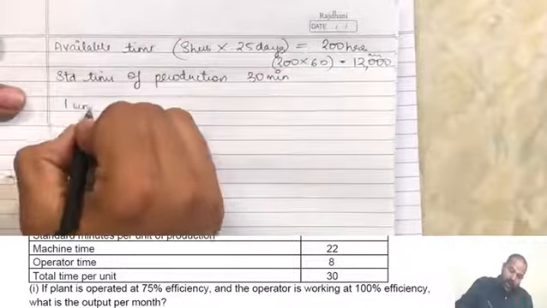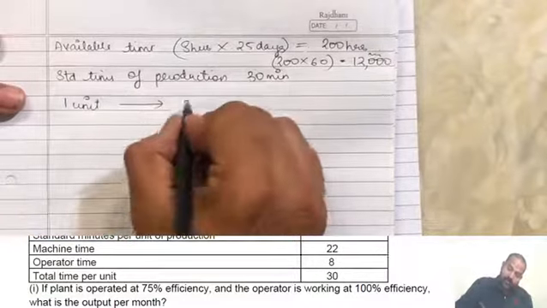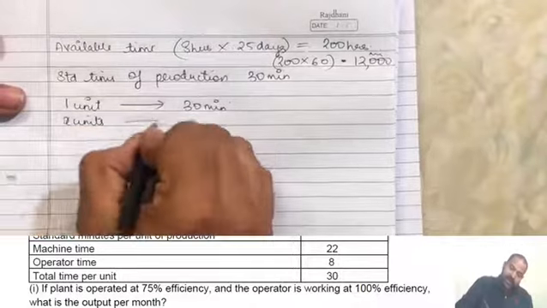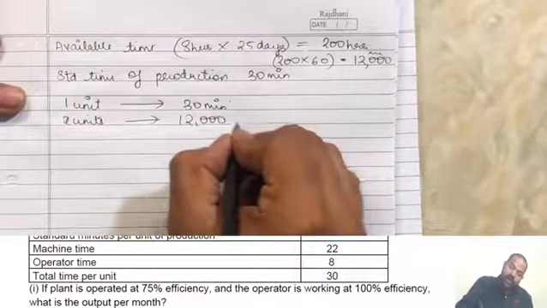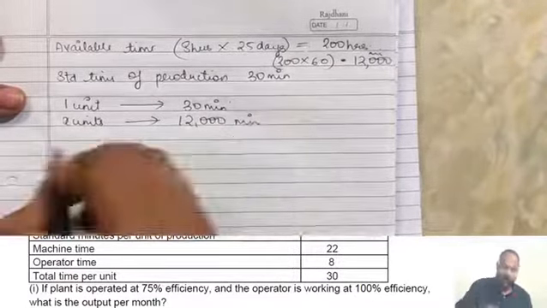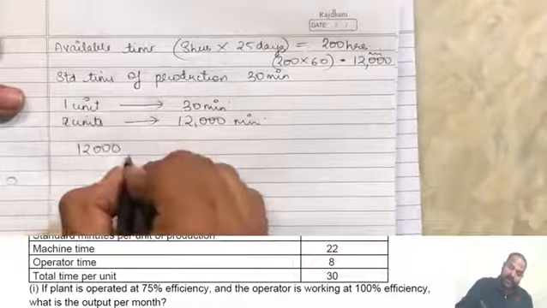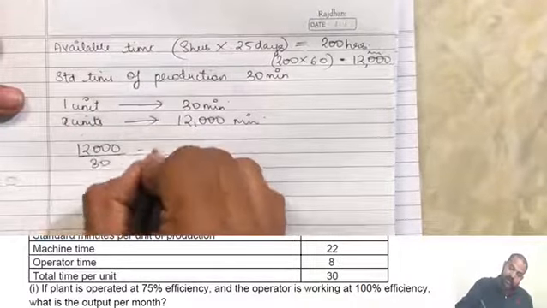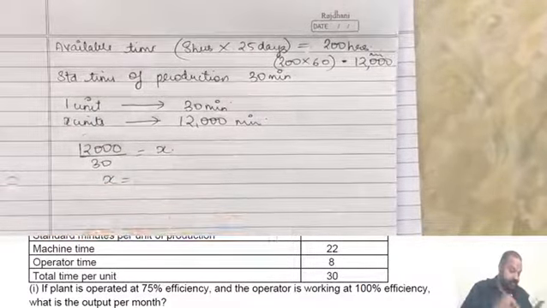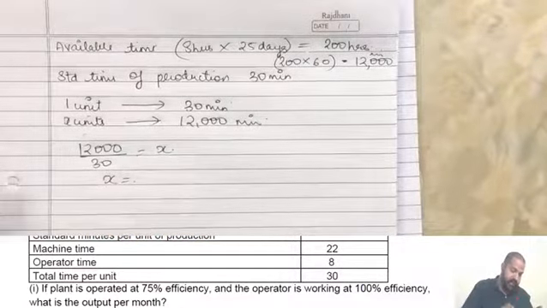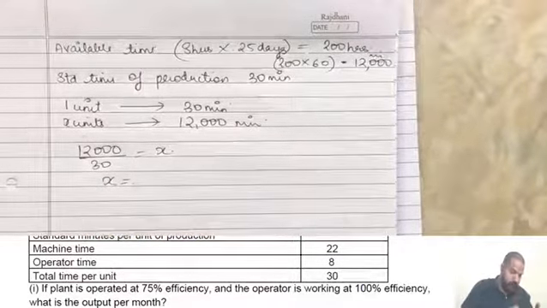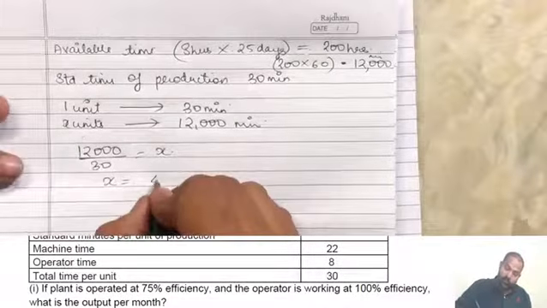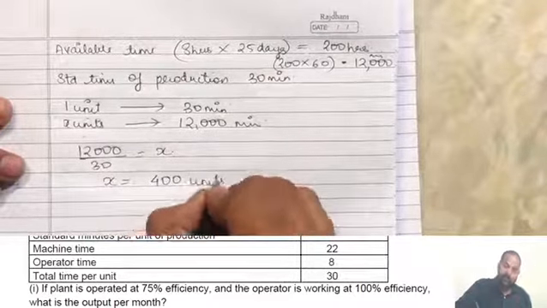Well, 1 unit takes 30 minutes, then I can make X units in 1200 minutes. Cross multiply 1200. The 30 will come down. Divided by 30 is X, or X is 12,000 divided by 30, which is 400 units.